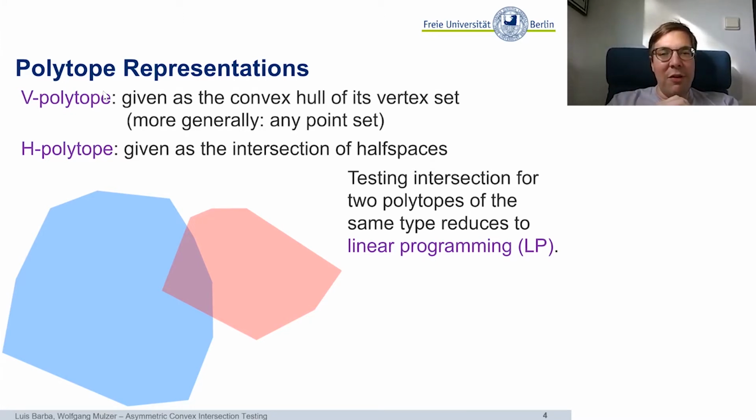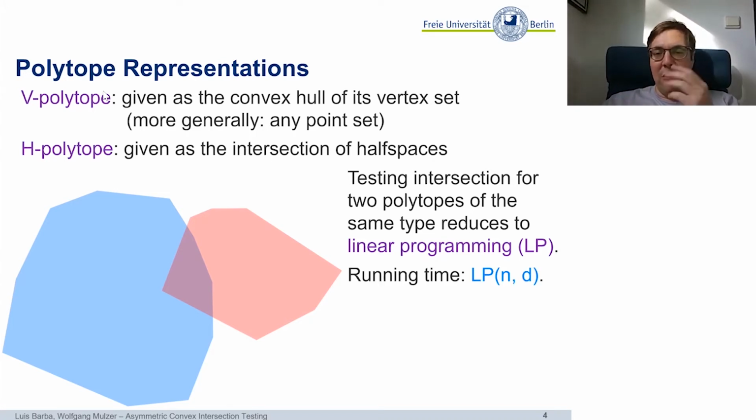And before I talk about this variant of the problem, let's talk about the classic or more well-studied version of the problem, where we're given two polytopes and we want to know whether there's a point in their intersection, and the two polytopes are either both given as V polytopes or both given as H polytopes. If this is the case, then it's quite easy to see that this is just a variant of a linear programming problem. So this is just linear programming feasibility, basically. If we're given two H polytopes and we want to know whether there's one point in both of them, then this is just a feasibility problem for linear programming and can be solved quite quickly.